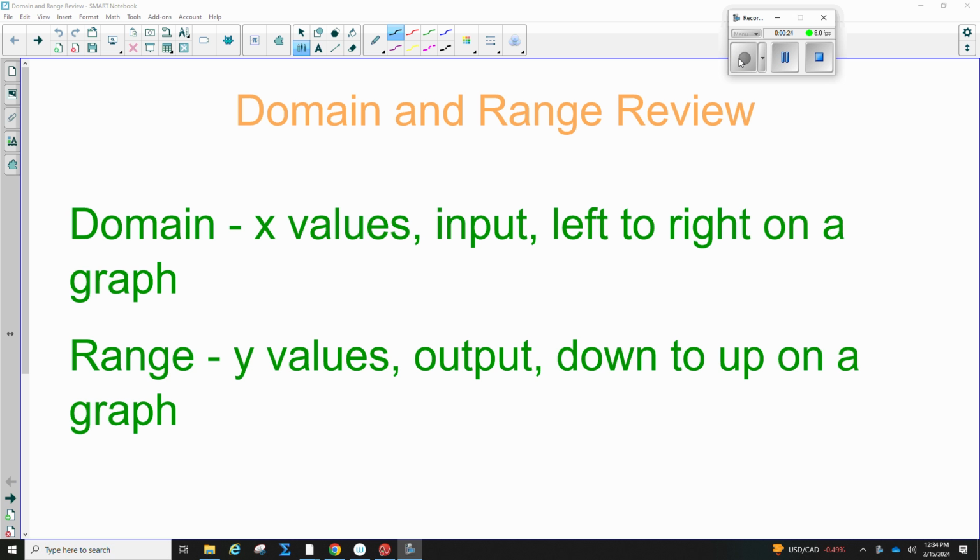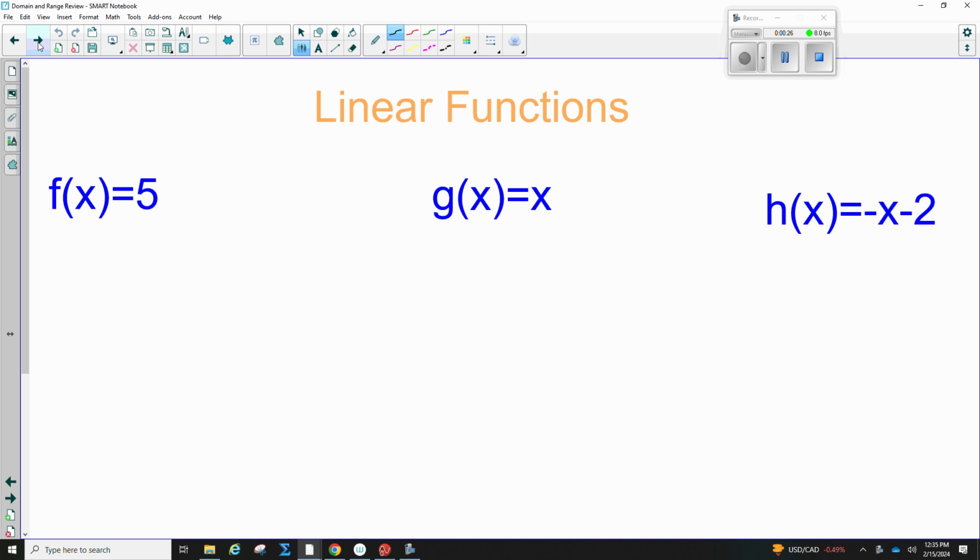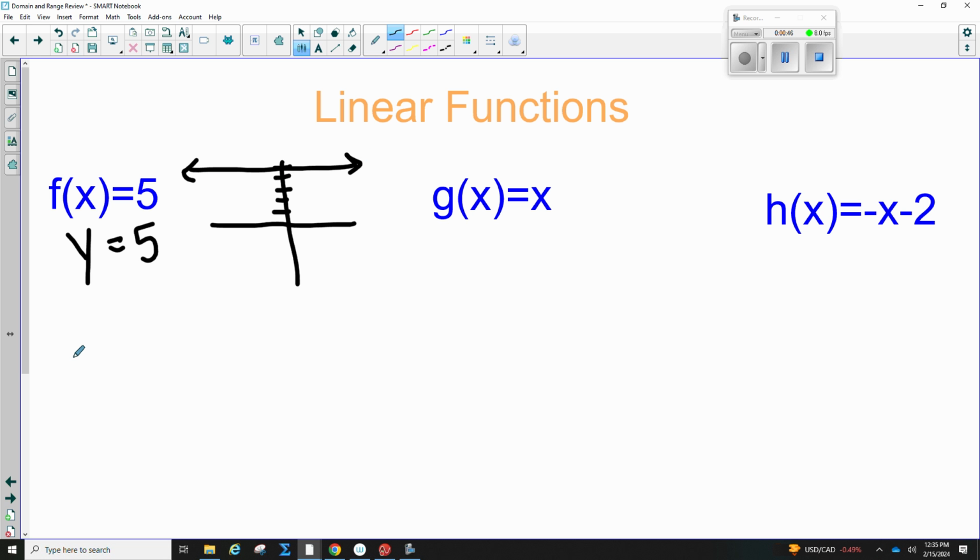All right, so go ahead and write down f of x equals 5, g of x equals x, h of x equals negative x minus 2. So for this one, f of x just means y. That is the exact same thing. Y equals 5 is just the line of a graph that cuts through the y-axis at 5, okay? I like to think of the graphs. It does help, okay? So for your domain, how far left does it go? How far right does it go?